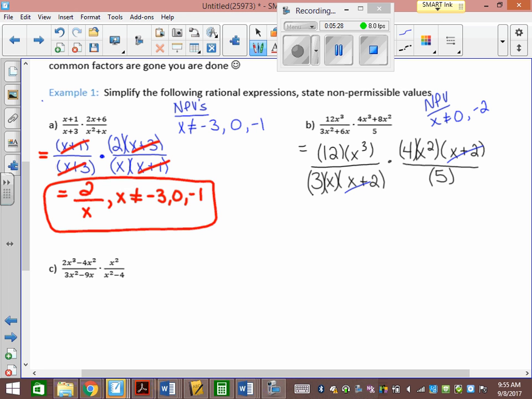5 doesn't get you an NPV because it doesn't have a variable. It'd be 5 cannot equal 0. Yeah. And then we say, okay, I have an X on the bottom. And how many total do I actually have on the top? 5. Because remember, it'd be like having X cubed, like having X times X times X, and X squared, like having X times X. How many of those are there?